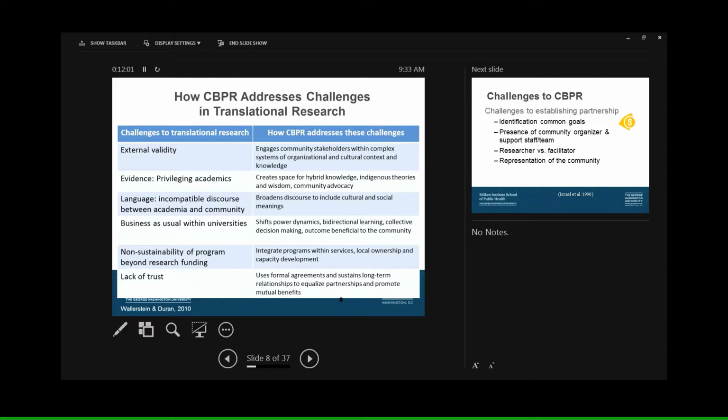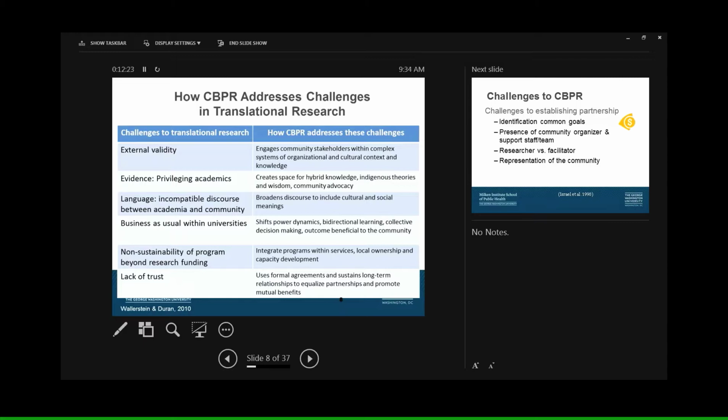The researcher becomes a facilitator. The lines are blurred a little bit in terms of the different roles that folks are playing. So it's bidirectional learning, collective decision making, which can be challenging. An outcome should also be beneficial to the community.